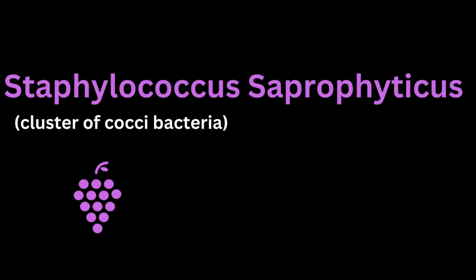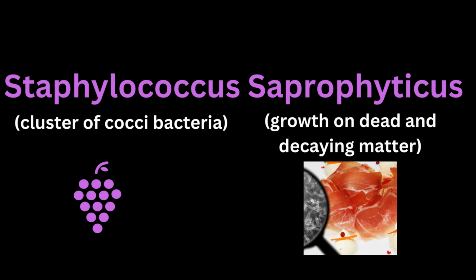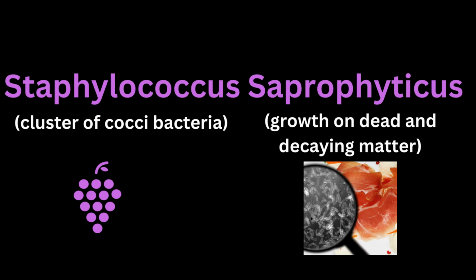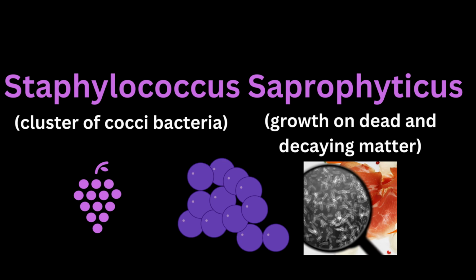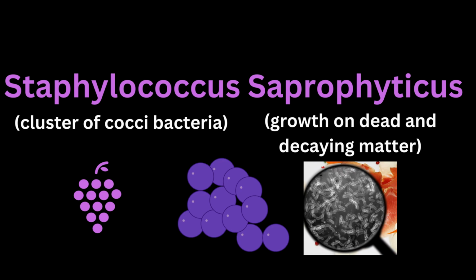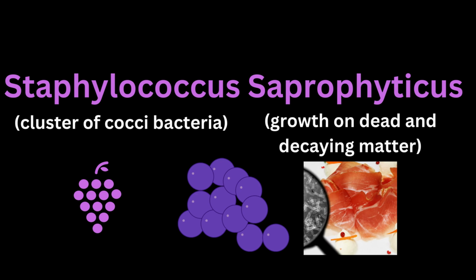Hello everybody, in this video we are going to talk about the bacteria Staphylococcus saprophyticus. If we break this word down, we have Staphylococcus, which refers to a bunch of cocci bacteria, and saprophyticus, which refers to a bacteria that grows on dead and decaying matter. If we put the words together, we have a cluster of cocci bacteria that grows on dead and decaying matter.